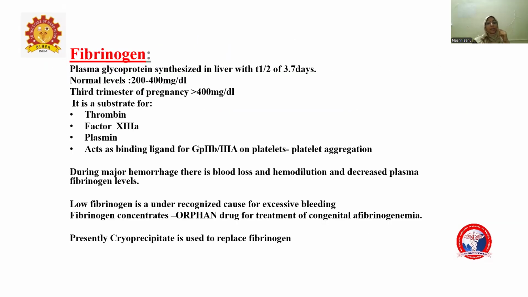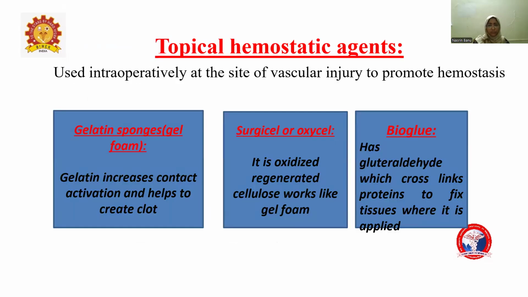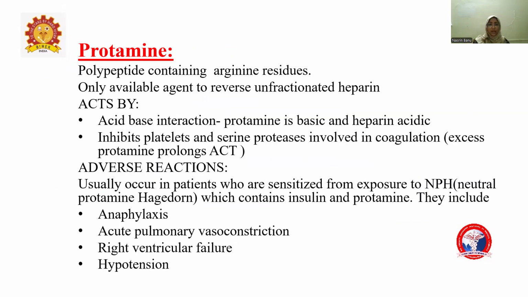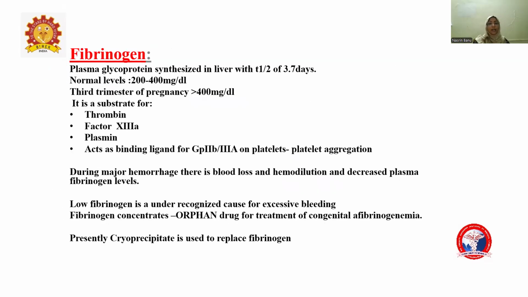Fibrinogen is a plasma glycoprotein synthesized in the liver, which has a half-life of 3.7 days. Normal levels are 200 to 400 milligram per deciliter, and in the third trimester of pregnancy, more than 400 milligrams. It's a substrate for thrombin, factor 13 and plasmin. During major hemorrhages, there's blood loss and hemodilution, decreasing plasma fibrinogen levels. Low fibrinogen is an under-recognized cause of excessive bleeding. So fibrinogen concentrate is often the drug for treatment of congenital afibrinogenemia. These antifibrinolytic agents are given as intravenous injections.